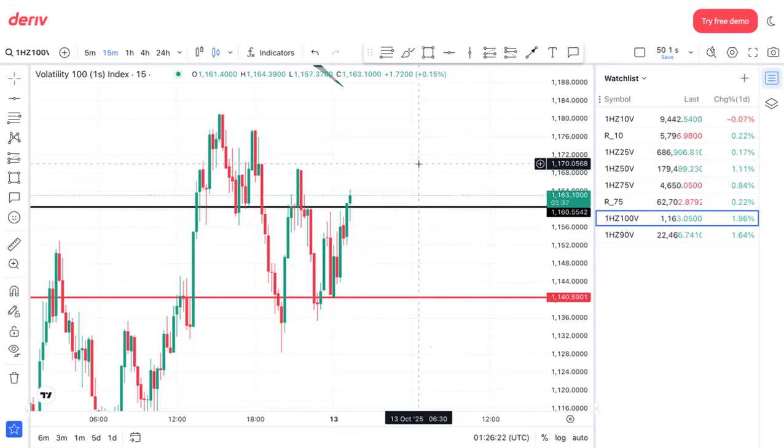101S for the buy. Everybody in, everybody in. So this is going to be our last trade. All right, the stop loss is 1140.5. So 101S for the buy. And that's the last one for the night.